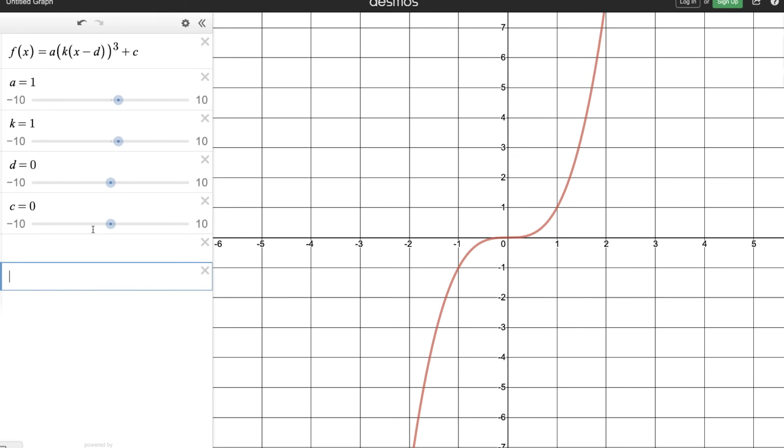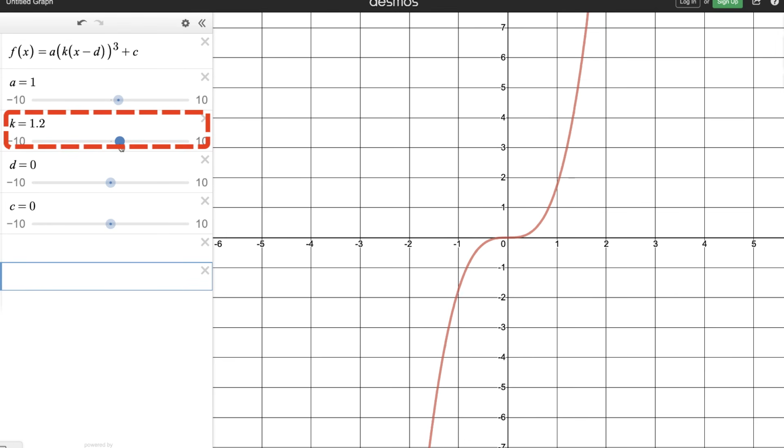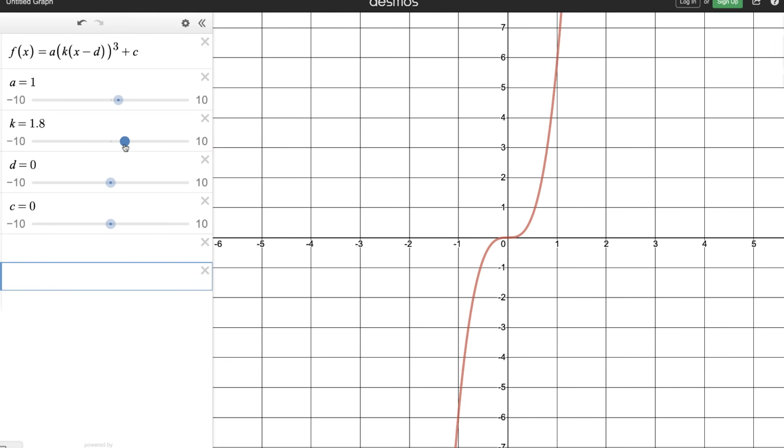But let's watch what happens as I make k bigger than 1. It's actually going to do a horizontal compression by a factor of 1 over the absolute value of k. And if I make k less than -1, let me set it to -1. If I make it less than -1, once again, horizontal compression by a factor of 1 over the absolute value of k. If k is something between -1 and 1, it does a horizontal stretch by a factor of 1 over the absolute value of k. Picture someone grabbing the sides of this and stretching it out.